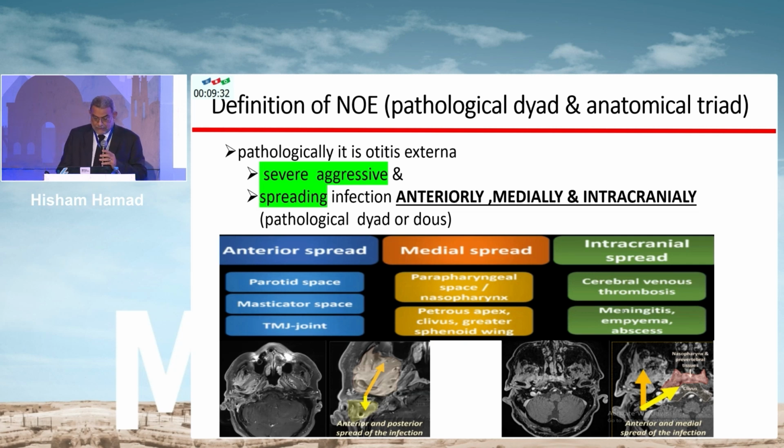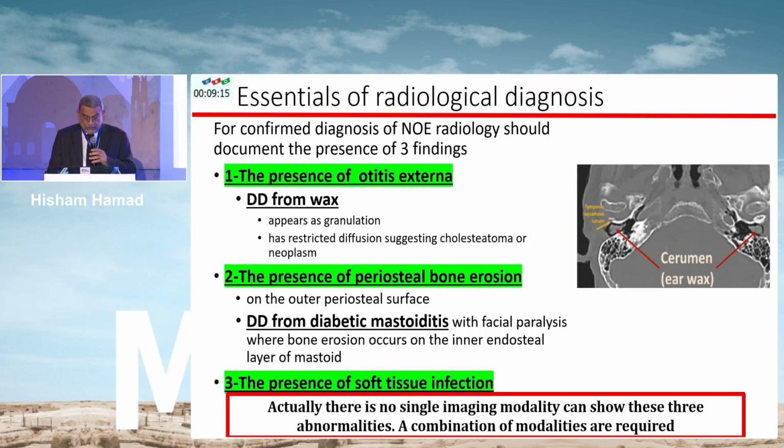We know that pathologically, necrotized otitis externa is a severe, aggressive type of infection with tendency to spread anteriorly and medially to involve the spaces of the neck and intracranially. To confirm the diagnosis of necrotized otitis externa radiologically, we have to document the presence of three findings.